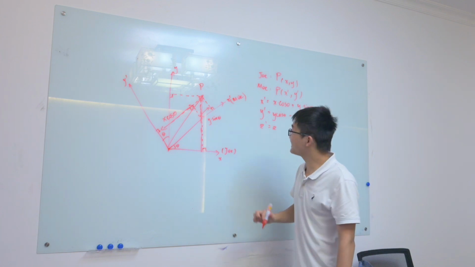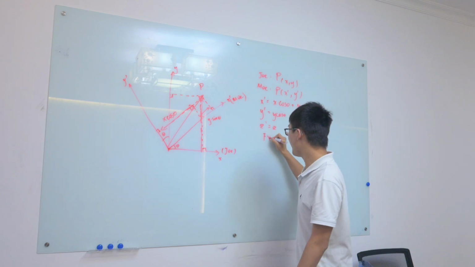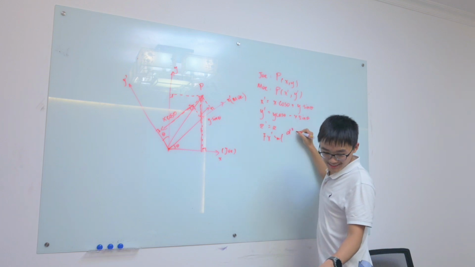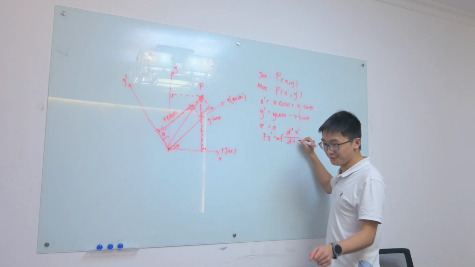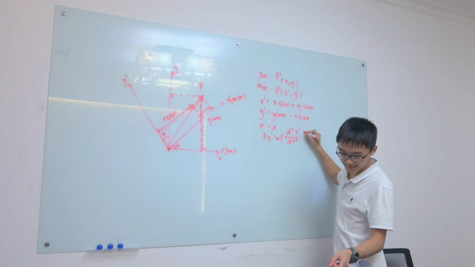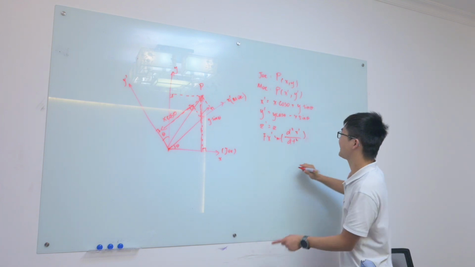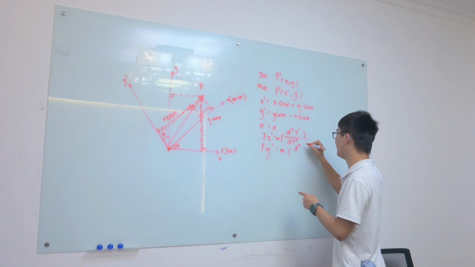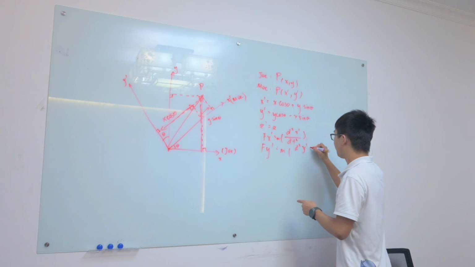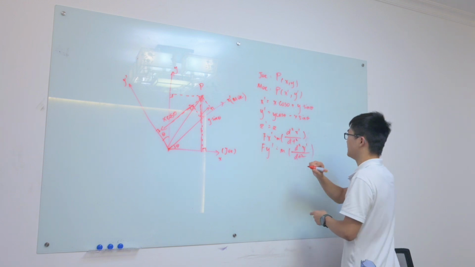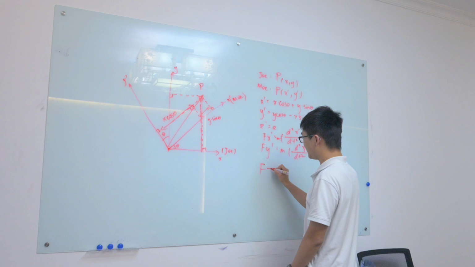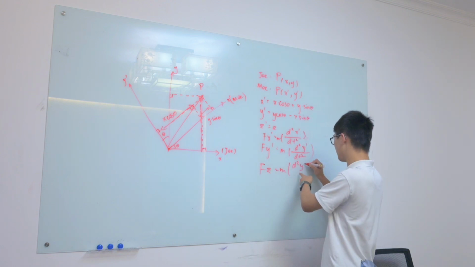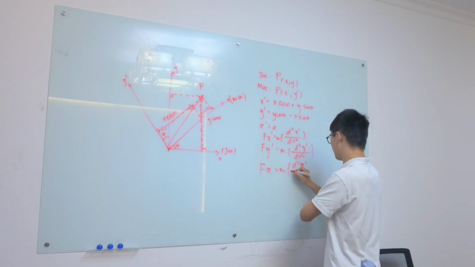So what we will get is that F x prime will equal m times d squared x prime over dt squared, and F y prime is equal to m times d squared y prime over dt squared, and then F z will equal the same, with the same transformation rules as it is.